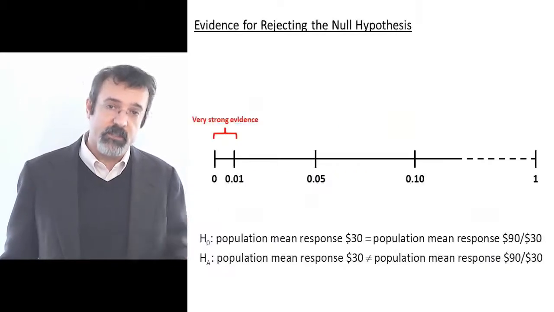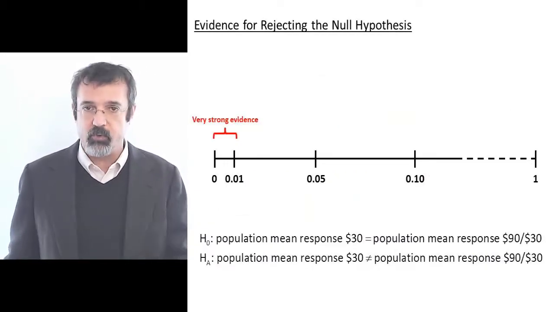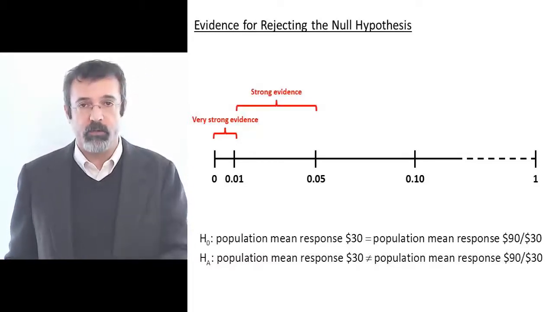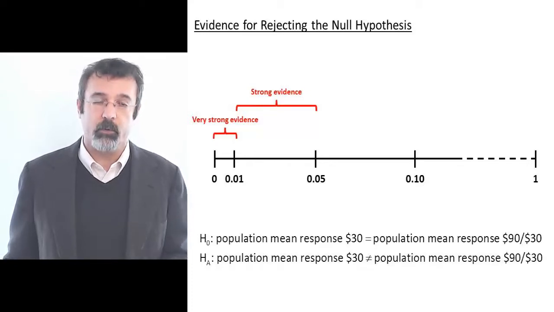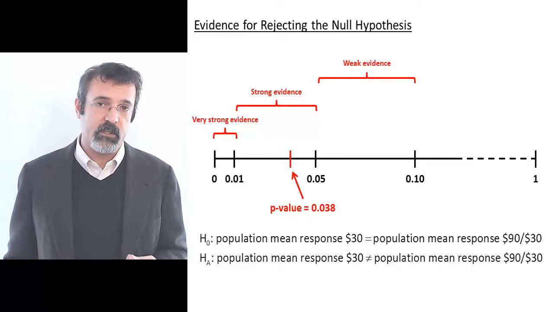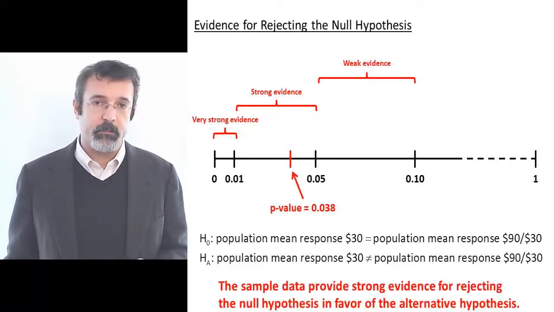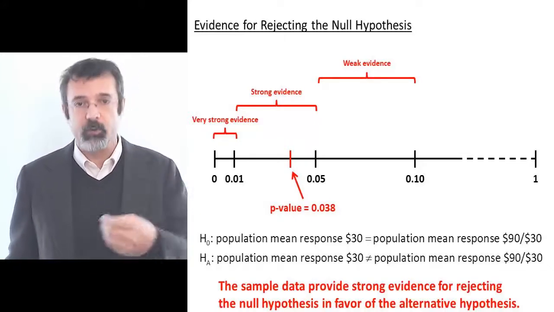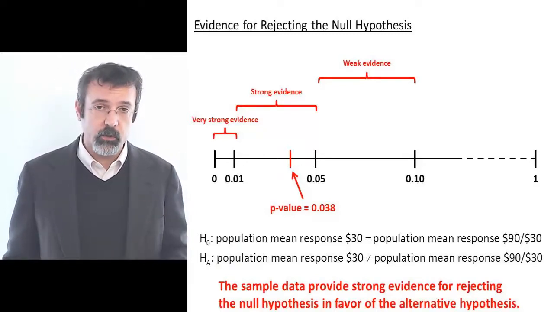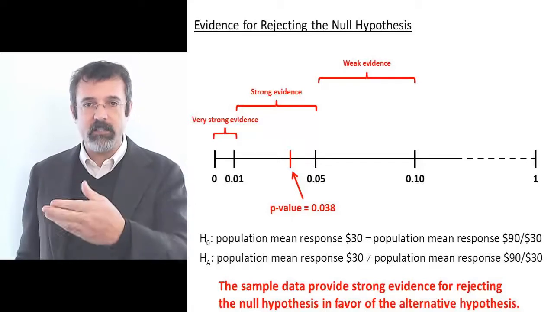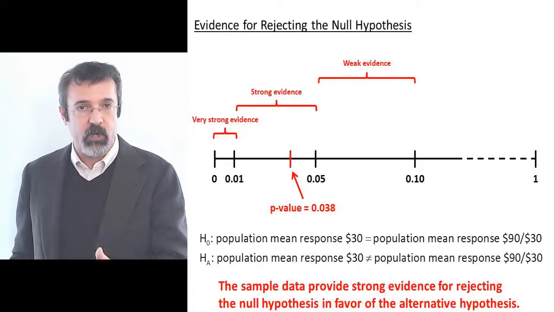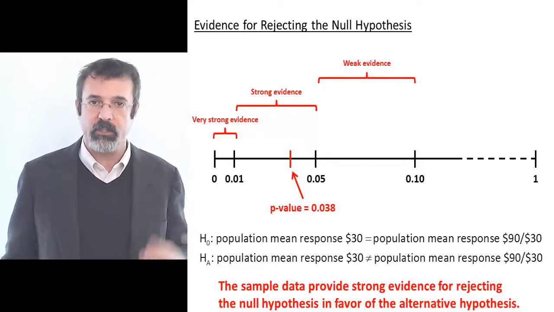A p-value between 0 and 0.01 indicates very strong evidence for rejecting the null hypothesis. A p-value between 0.01 and 0.05 indicates strong evidence for rejecting the null hypothesis. Our p-value of 0.038 falls in this range, so we conclude that the sample data provides strong evidence for rejecting the null hypothesis in favor of the alternative hypothesis. So we would conclude here that the subjects who saw the $90 price discounted to $30 are more likely to purchase the product than are the subjects who saw only the $30 price.